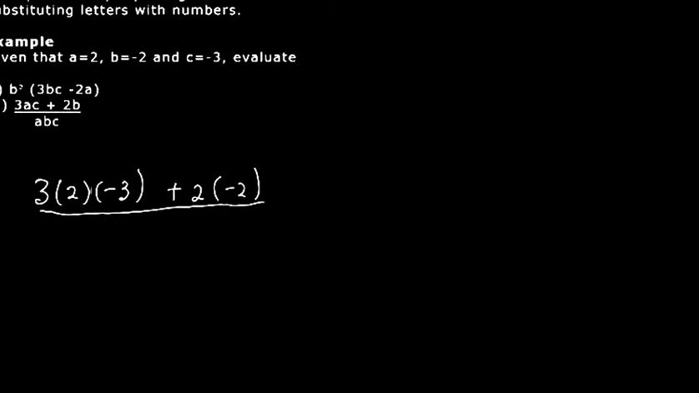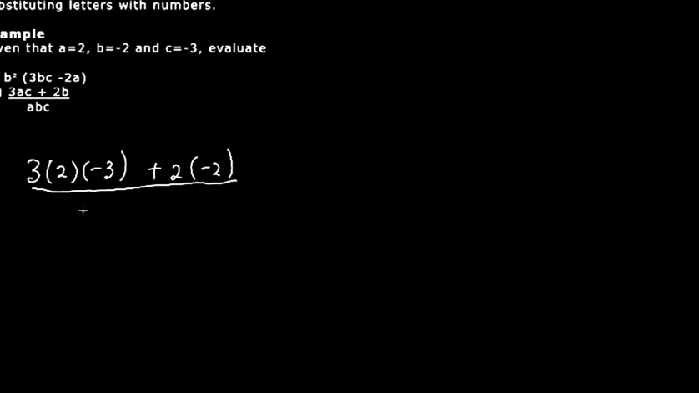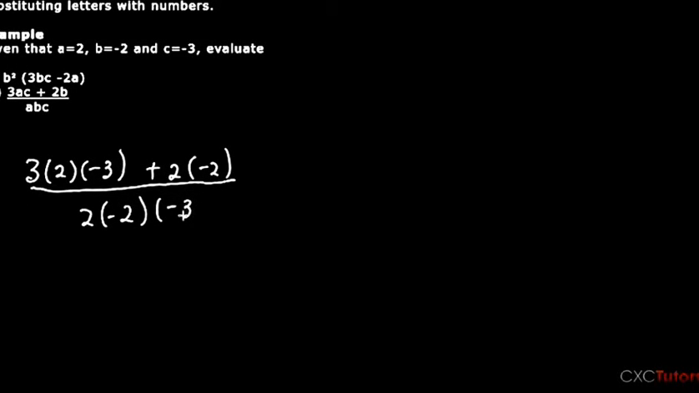Now we have 3a, which means 3 times a, and a is 2, so it's 3 times 2, and it says times c, so multiply by minus 3, and then we're going to be adding 2 times the value of b, which is minus 2, and then we draw our line of vinculum to divide by ABC. ABC means a times b times c, so that is 2 times minus 2 multiplied by minus 3.